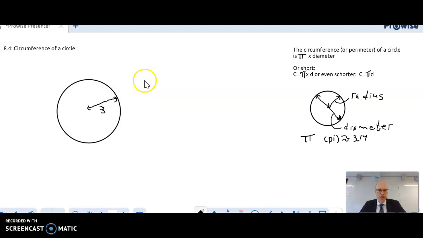Well, very simple. I first need to calculate the diameter. The diameter is twice the radius. So the diameter is 3 times 2, which is 6. Then the circumference is pi times the diameter, which is pi times 6, and we write it as 6 pi.